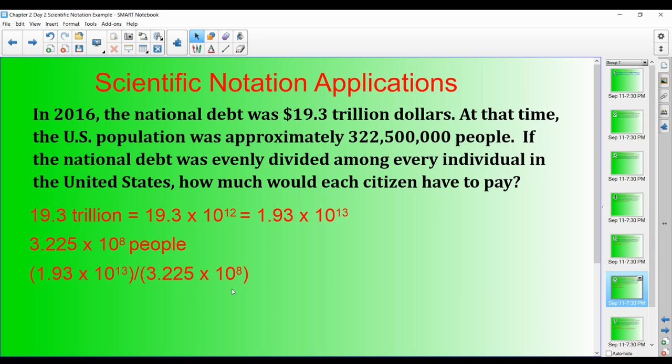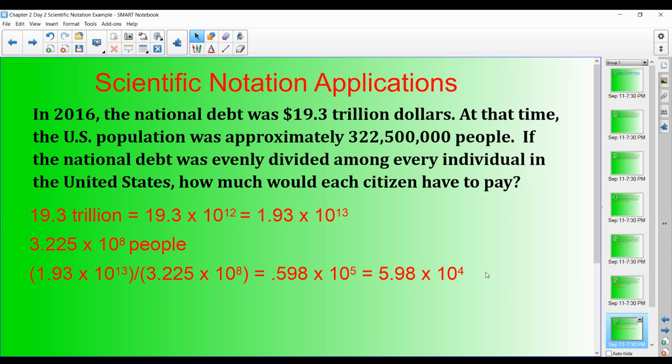And what we can do now is we can take the A divided by B, so the parts without the exponents, and divide them using a calculator. And then 10 to the 13th divided by 10 to the 8th, our rules say we can subtract the exponents. So we get 0.598 times 10 to the 5th. Or, more correctly, 5.98 times 10 to the 4th if we want it in scientific notation.